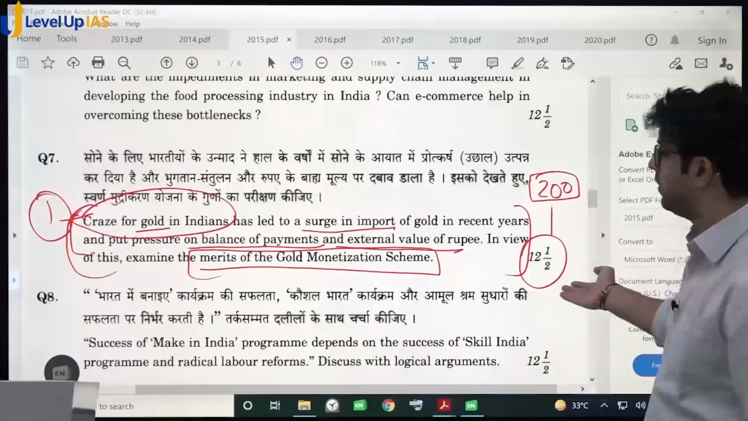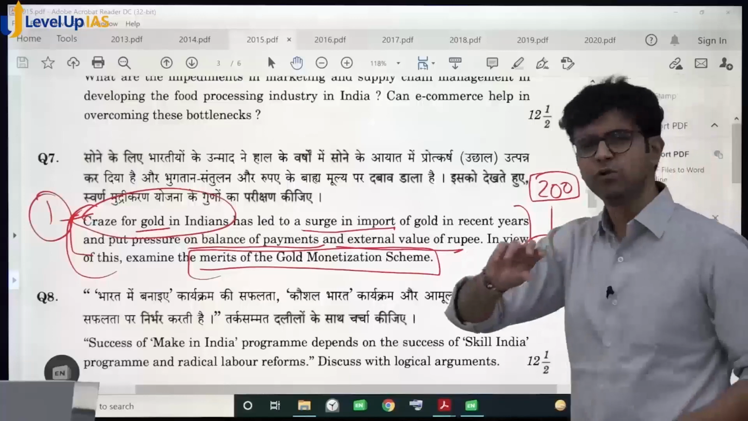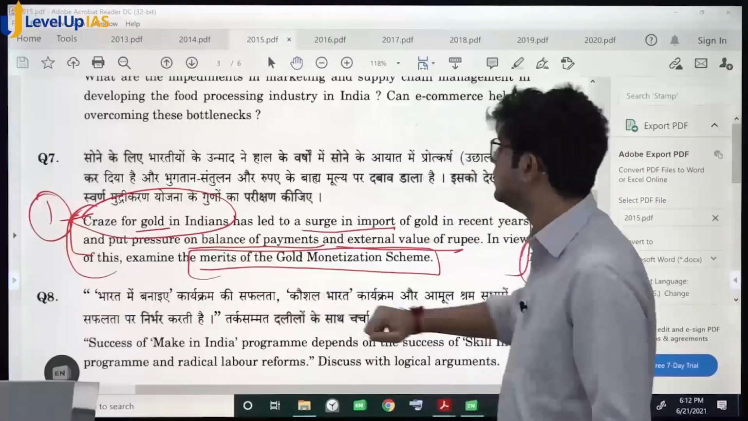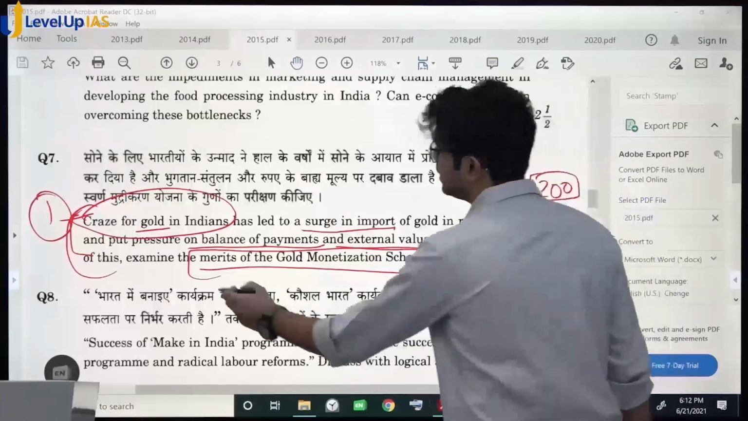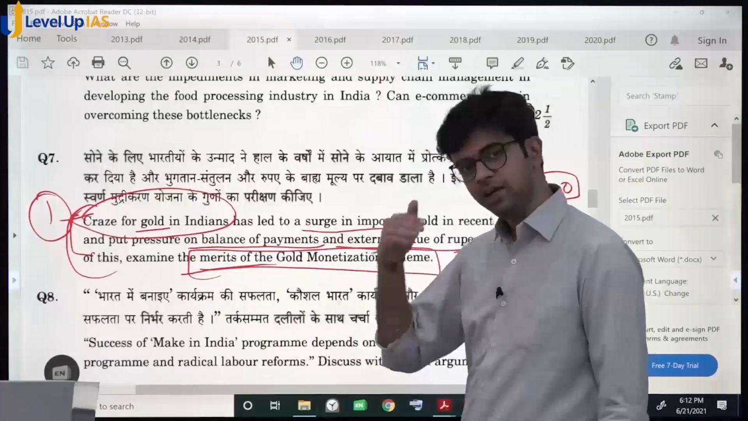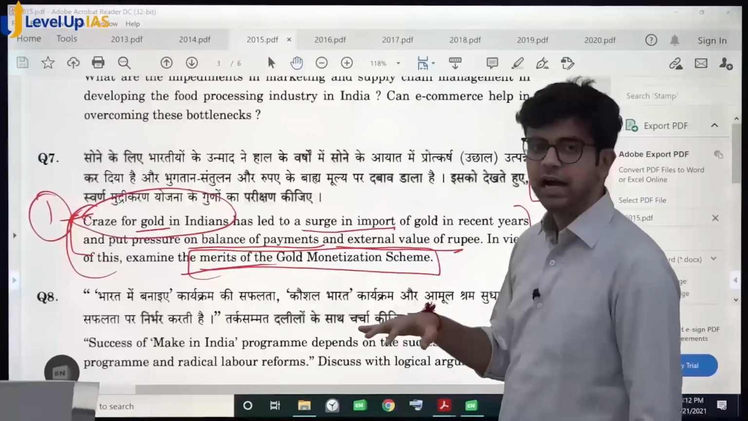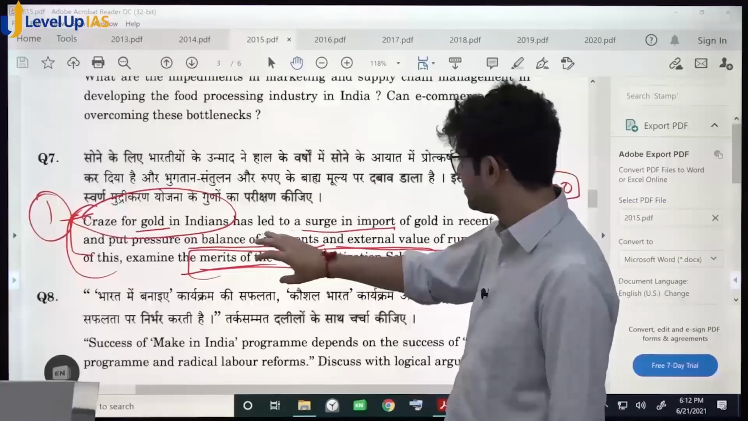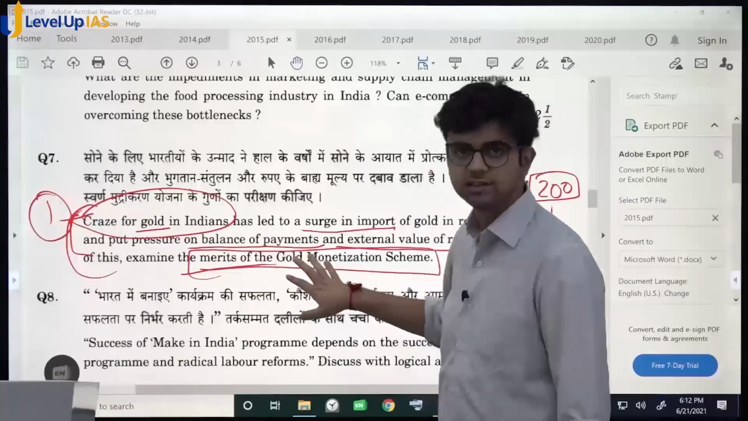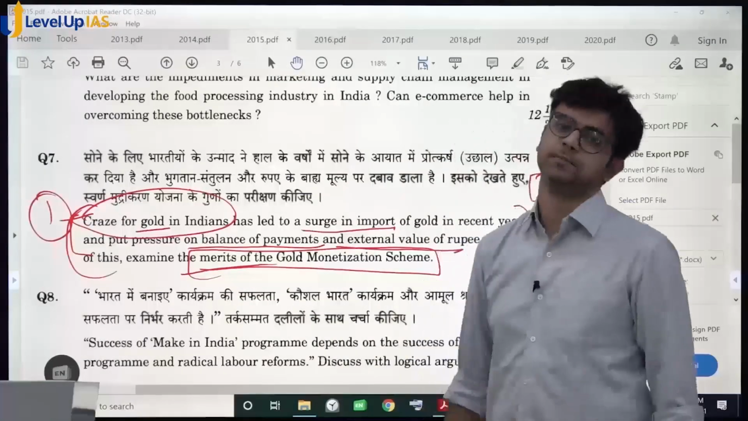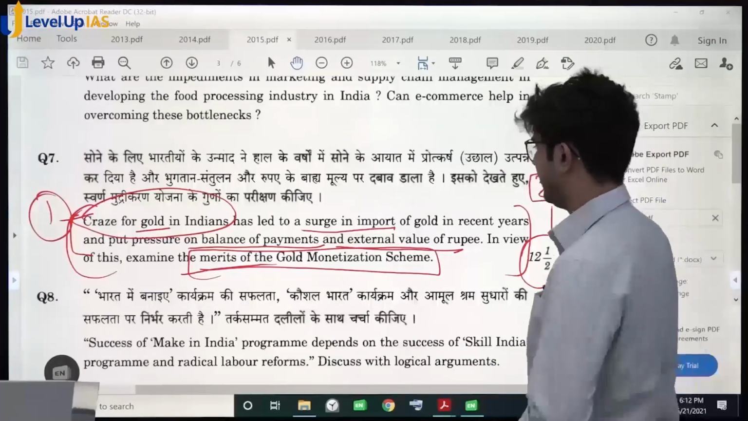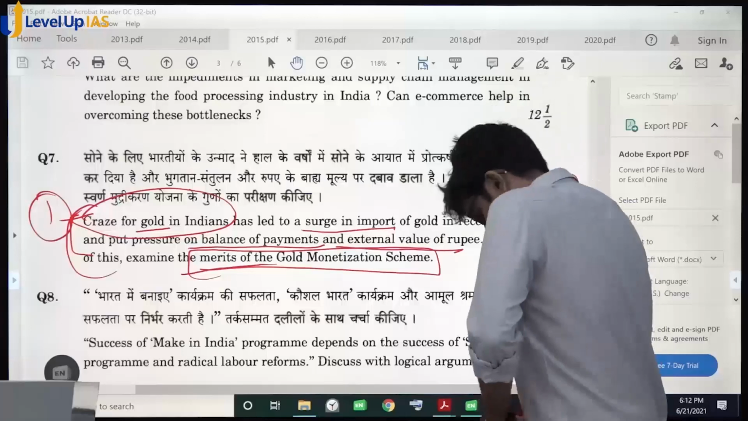Since it is a 12.5 marker, had this been a 10 marker, 1-2 points for this is enough. Since it is a 12.5 marker, you have to write at least 3-4 points here. Then the second part comes in, the merits. In the first part you are giving all these issues, and to address the adverse BOP, balance of payment situation and external value situation, the government has brought in this scheme, and then these are the merits of this. That is how you link the 2 parts. Again, not going in depth for answer writing purpose, right?